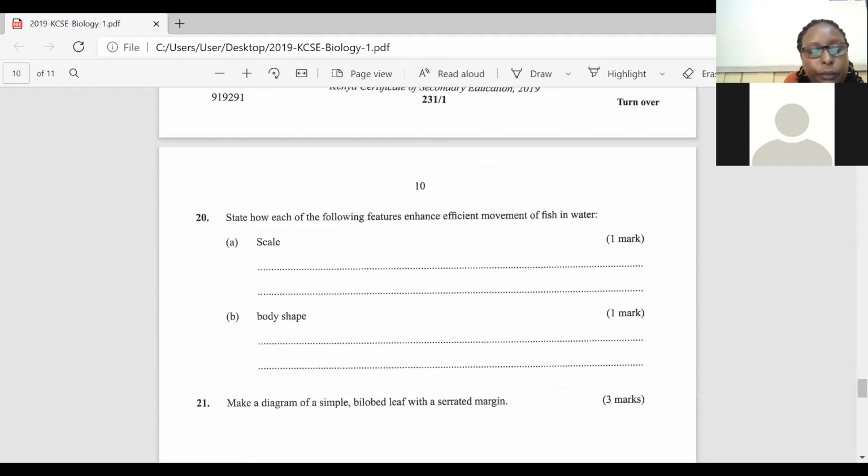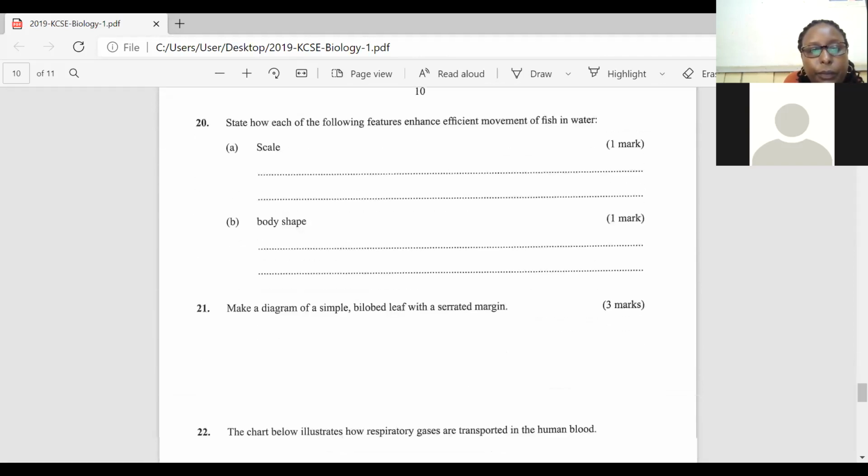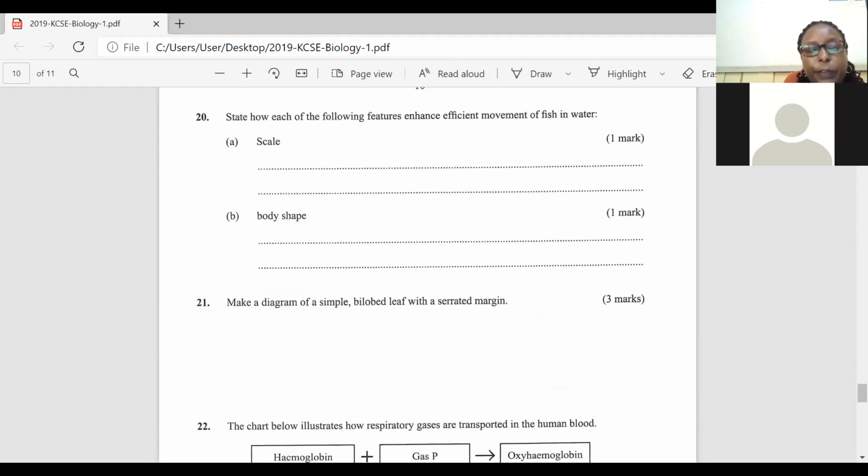Question 20: state how each of the following features enhance efficient movement of fish in water. We are talking about the scale, which is in a chapter in Form 4, where we have the subtopic locomotion in a fish. The student would have talked about the scales, how they face backwards, and how that helps to reduce friction when it is moving in water.